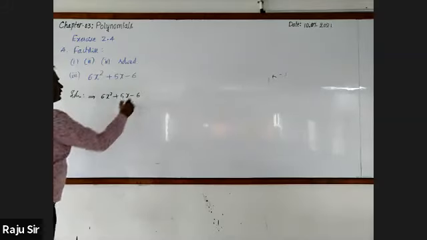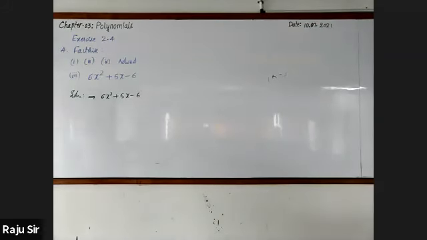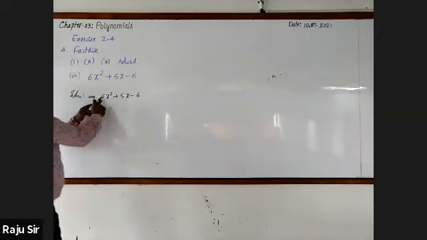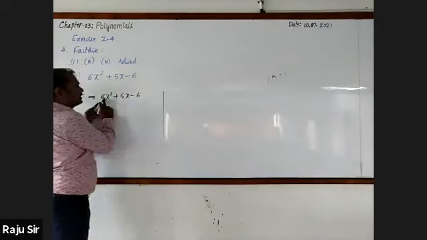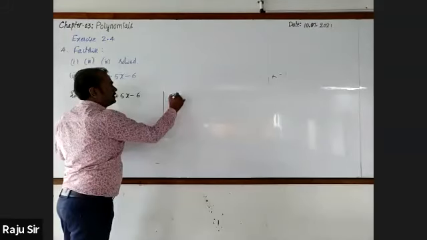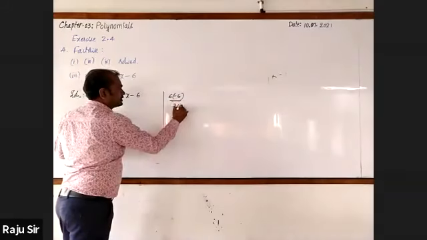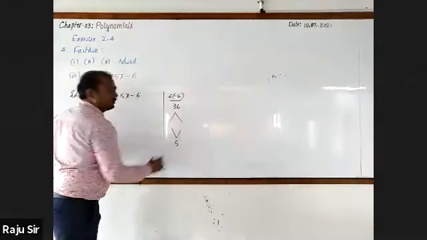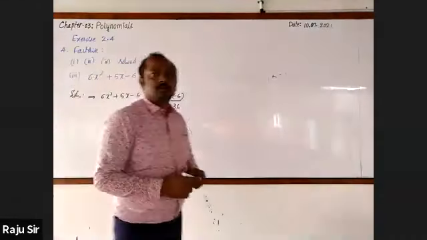Here, 6x square plus 5x minus 6. First, we should write the given polynomial in standard form. Yes, multiply first and last term. Here the first term is 6 and the last term is minus 6. 6 into minus 6 is minus 36. And the middle term is plus 5x. We want the factors of minus 36 that add up to 5.